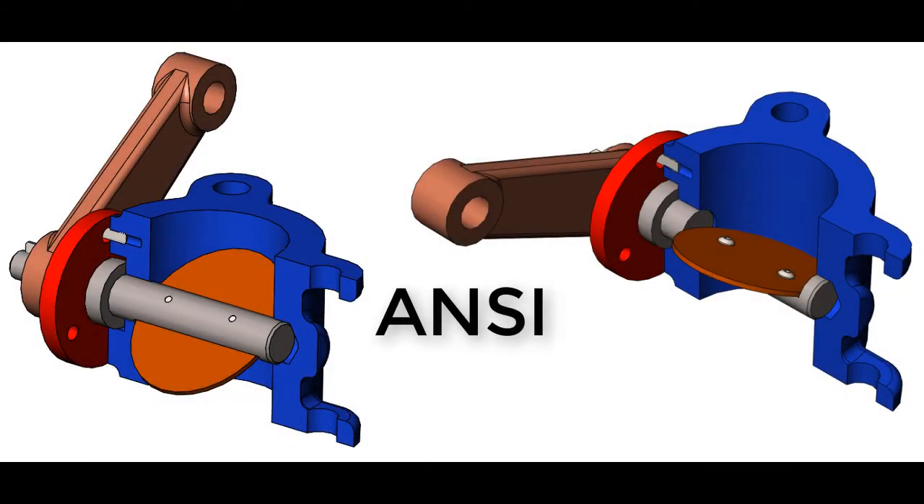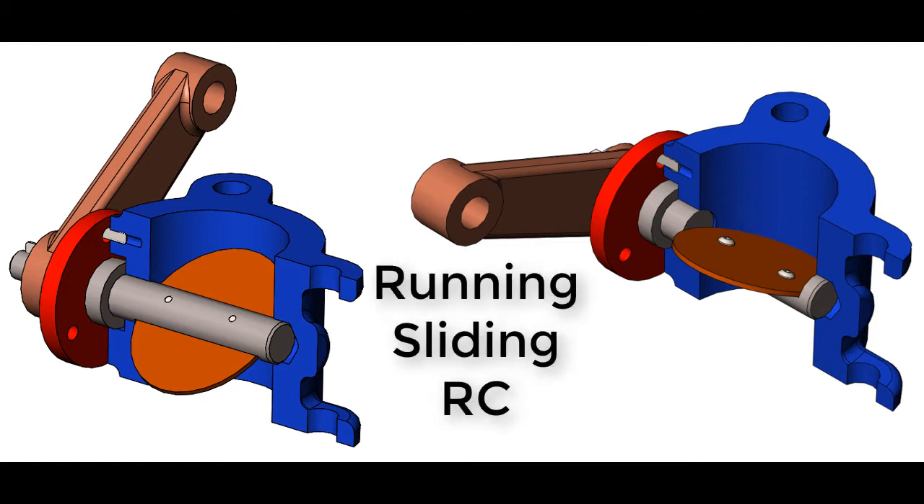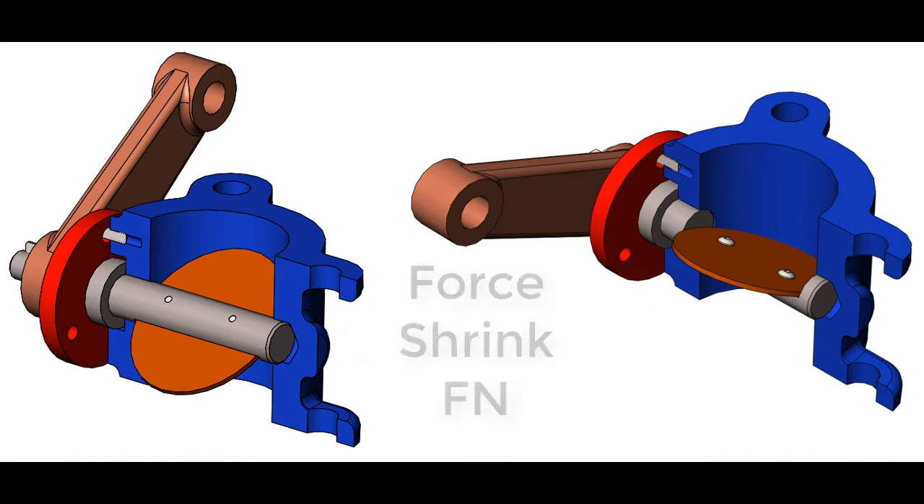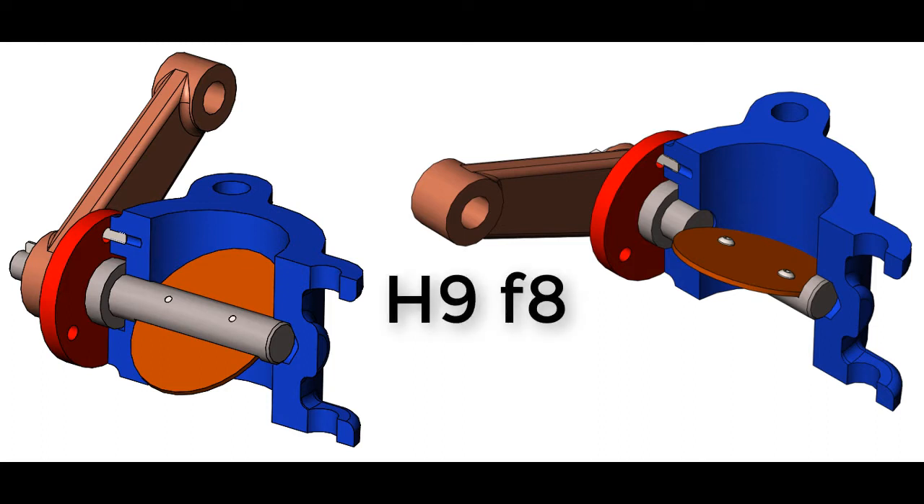The ANSI system of fits has three general categories: running or sliding fits, referred to as RC, locational fits known as LC, LT, and LN, and force or shrink fits known as FN. The RC, FN, and other symbols are never shown on a drawing, but are used to describe the type of fit. To show the tolerance or fit type on a part print, a number and letter grade is employed. In this video, I will explain the running and sliding fits.